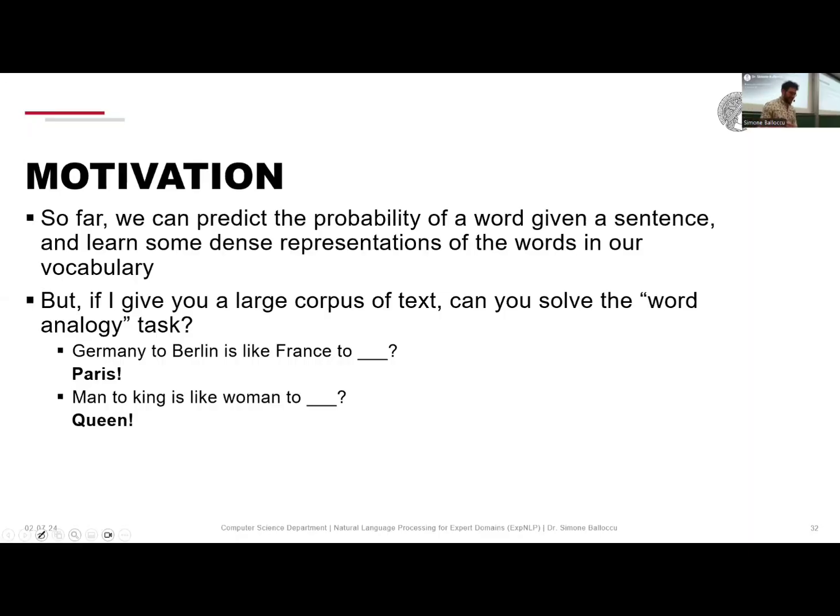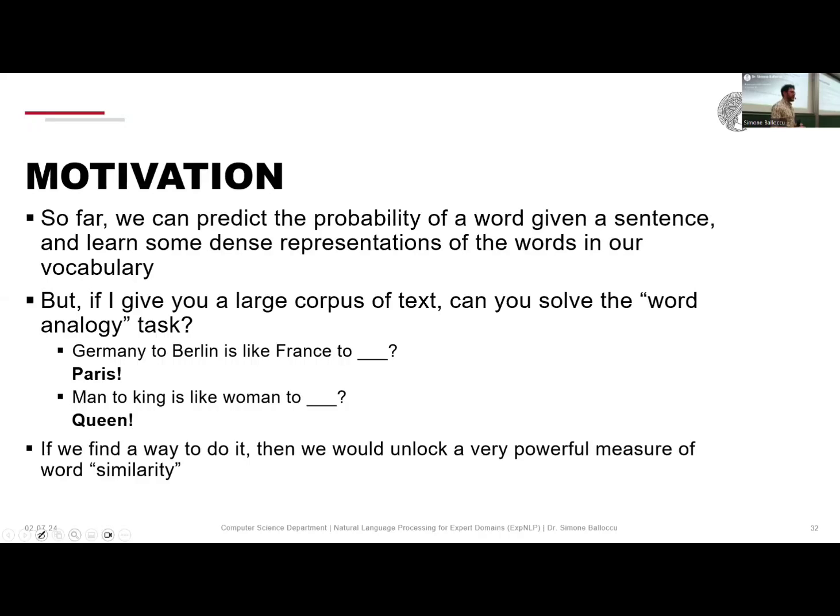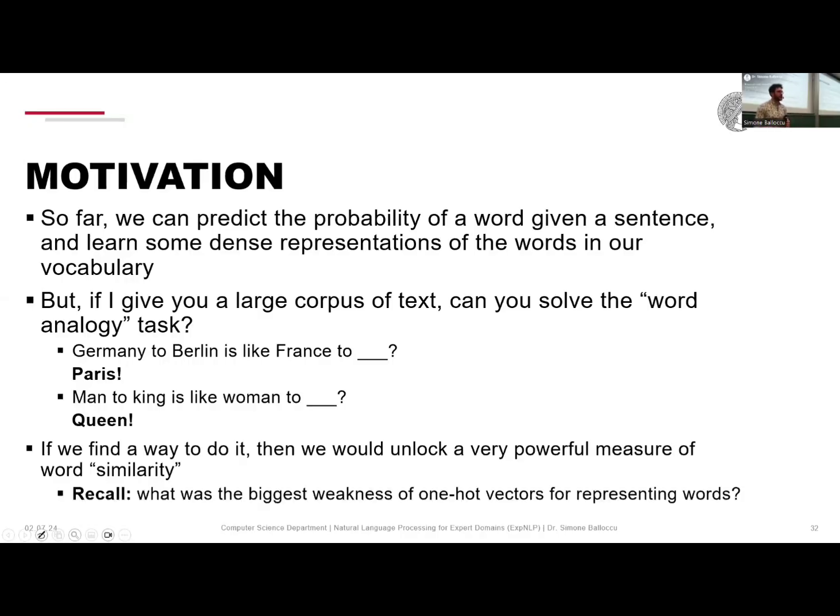Basically, because if you find a way to do it, then we have a very nice measure of word similarity, right? Because if a model can solve this, it understands how similar words are. You remember what was the biggest weakness of using a one-hot vector to represent words? Yeah, it's orthonormal. So basically, every word is the same distance from every other one. It doesn't make sense. It's just useful because it turns words into numbers, but it stops being useful beyond that. Well, it turns out there's a way to do this.